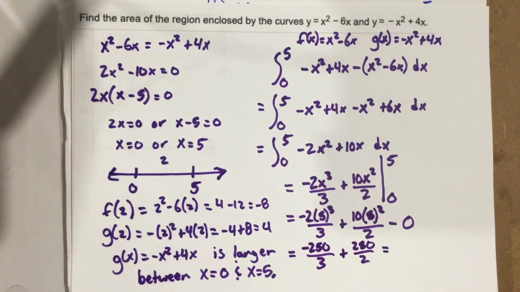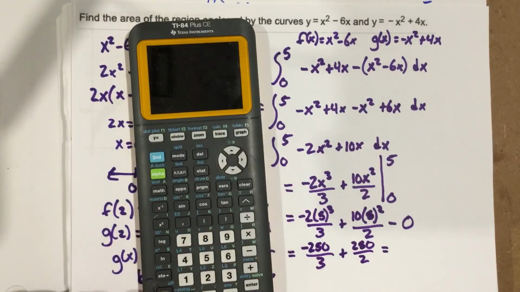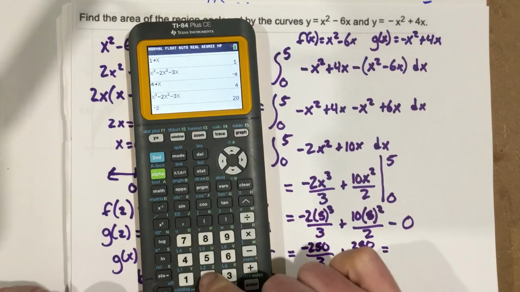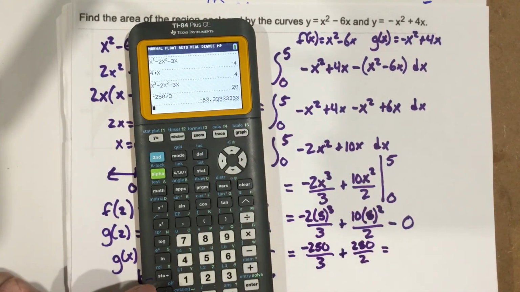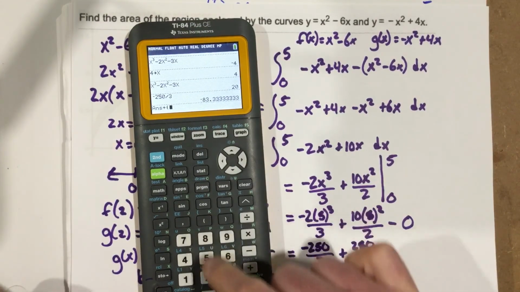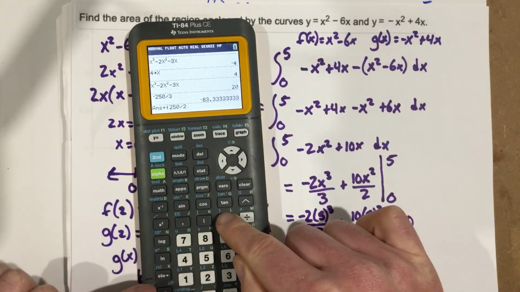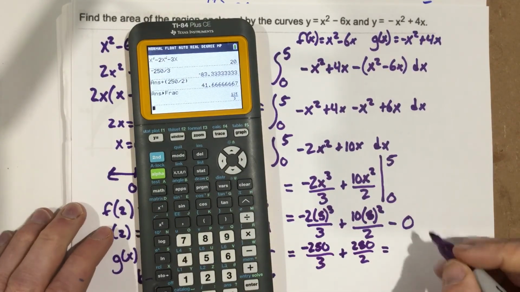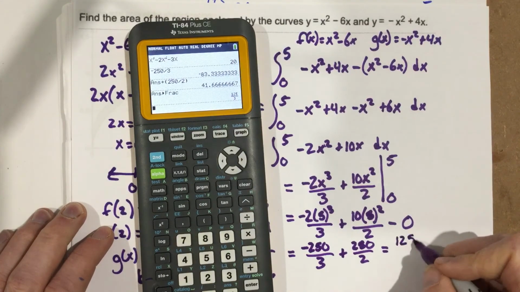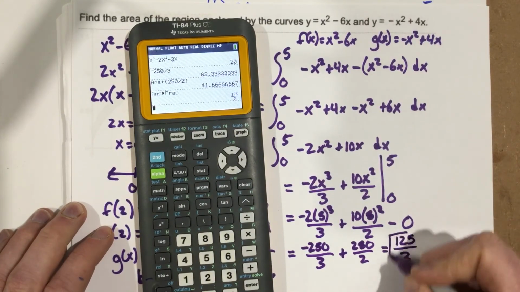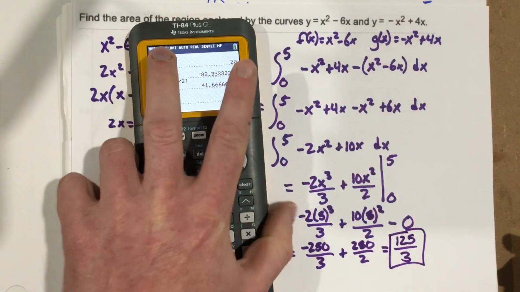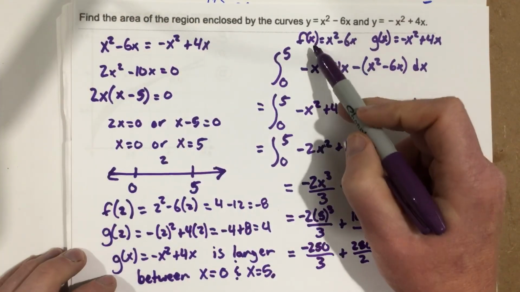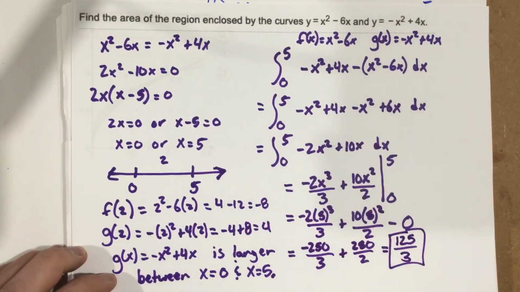If we go ahead and just throw this in the calculator, make it easy, we'll get negative 250 divided by 3 plus 250 divided by 2. And convert it to a fraction, we get 125 over 3. So our area between these two curves, f of x and g of x, is 125 over 3.